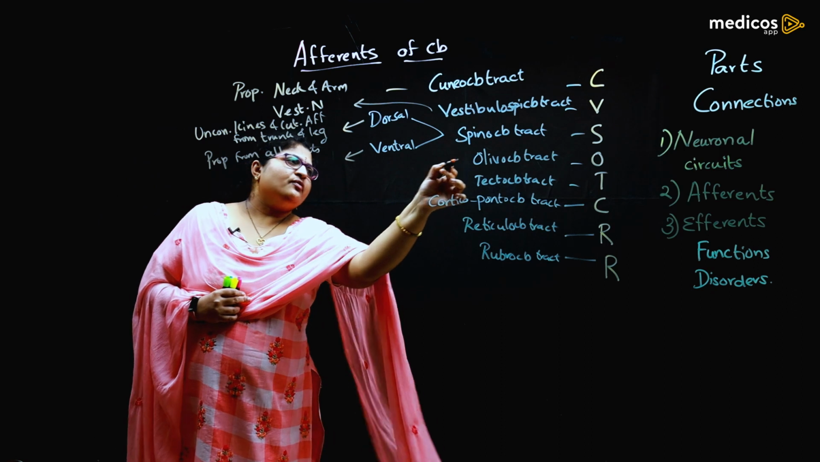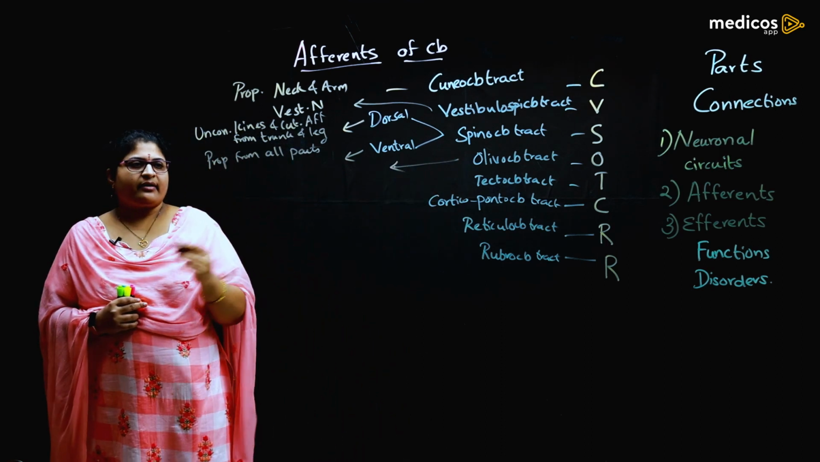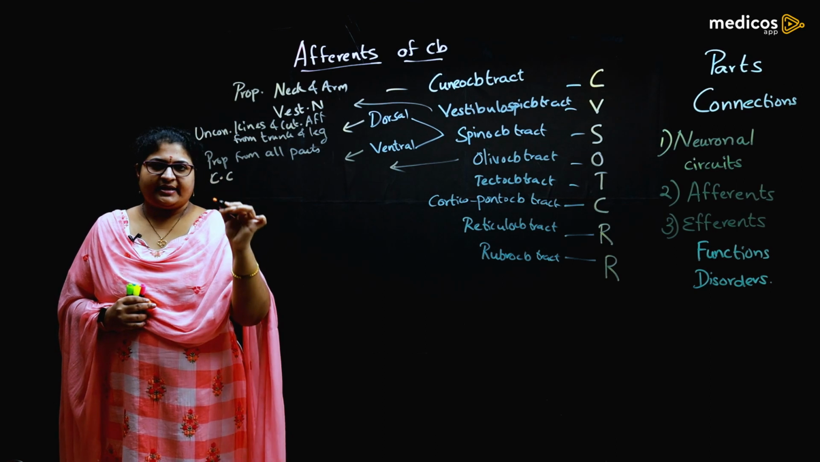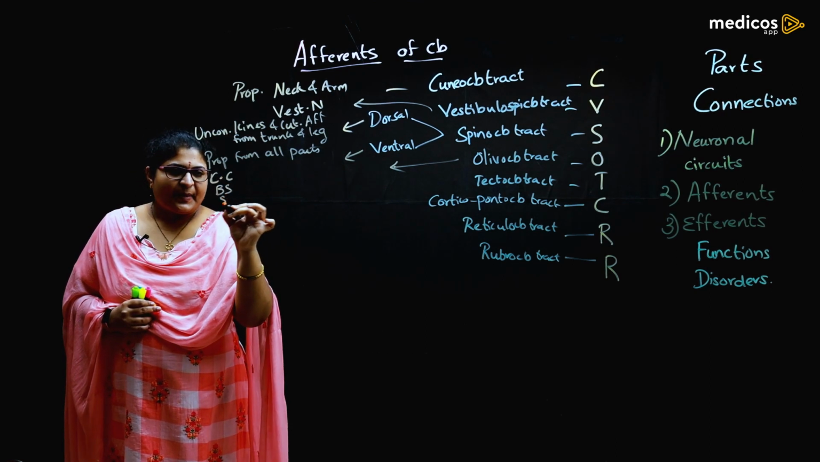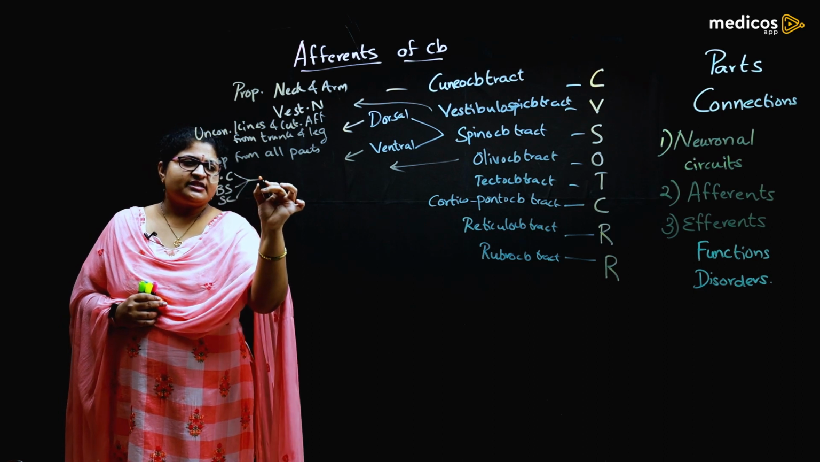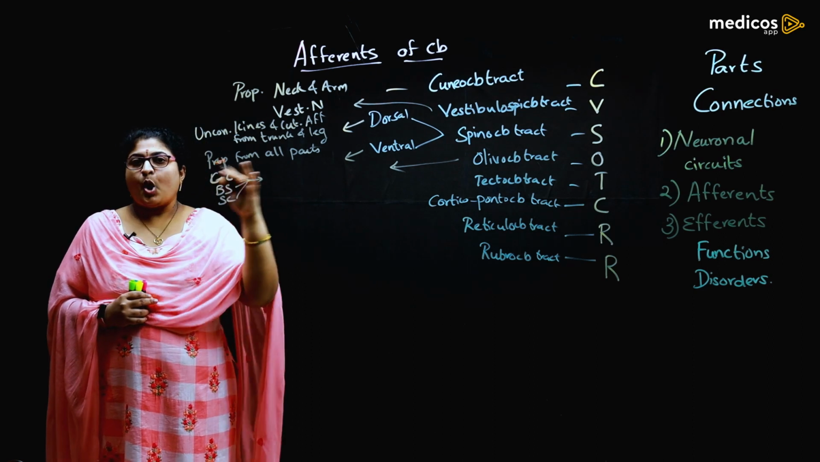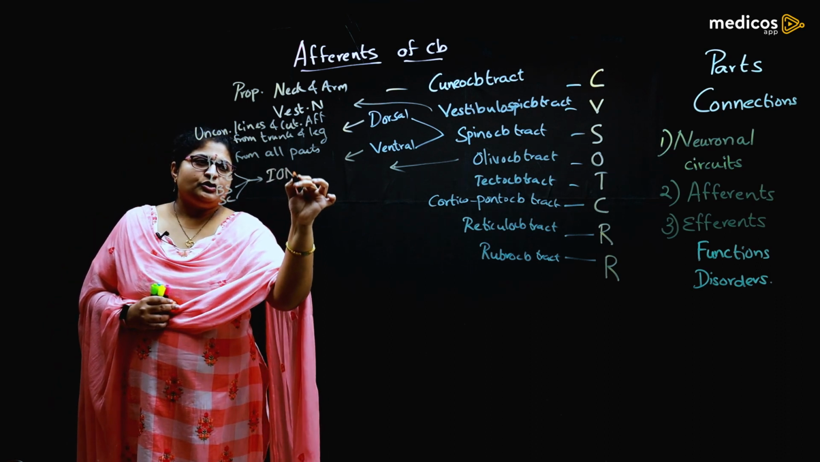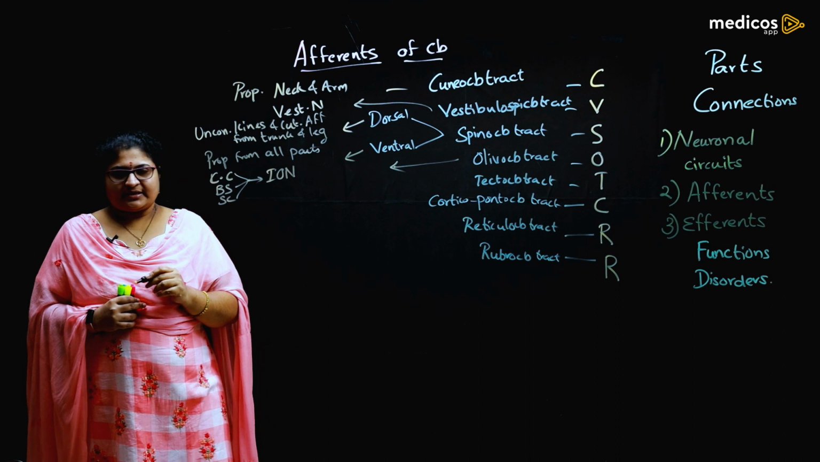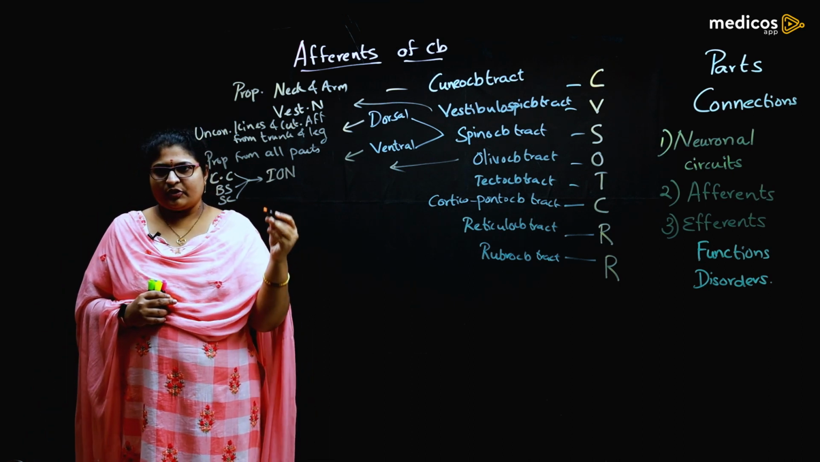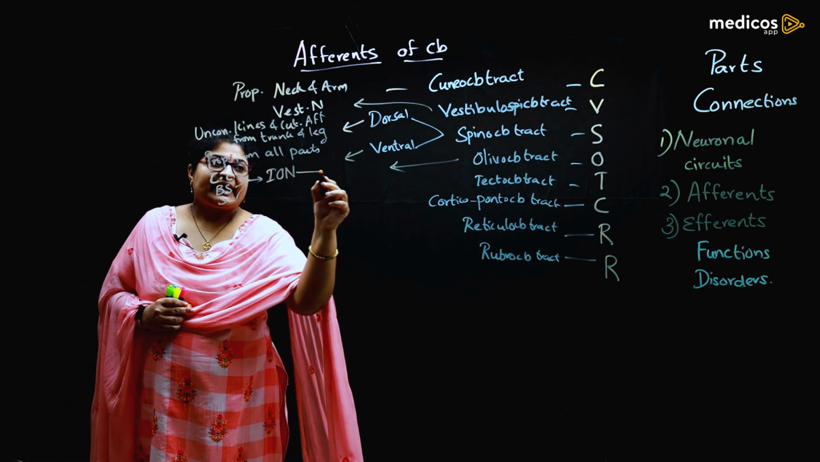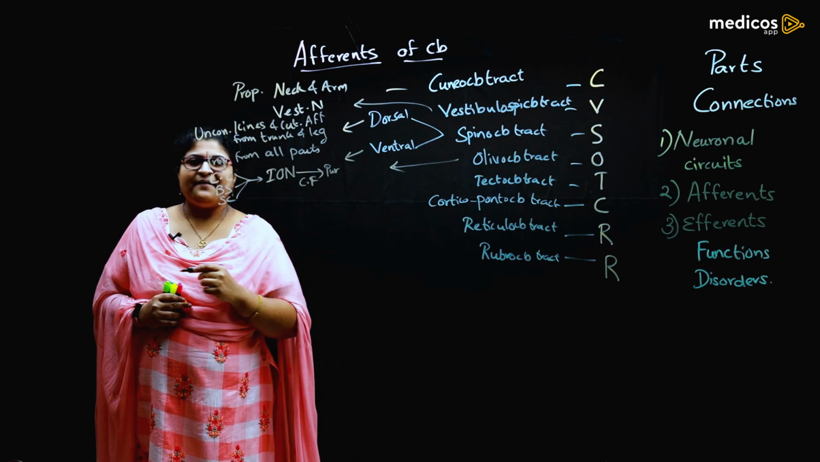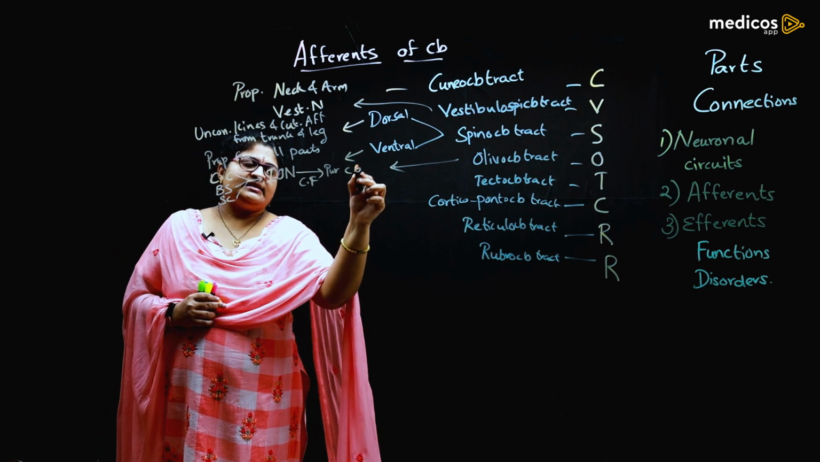And then this olivocerebellar tract, how it carries information: from the cerebral cortex, brain stem, and spinal cord, proprioception information from all over the body goes into the inferior olivary nucleus. And you know, from the inferior olivary nucleus, which fiber? That is the climbing fiber. It carries information towards the Purkinje cell layer of the cerebellum.